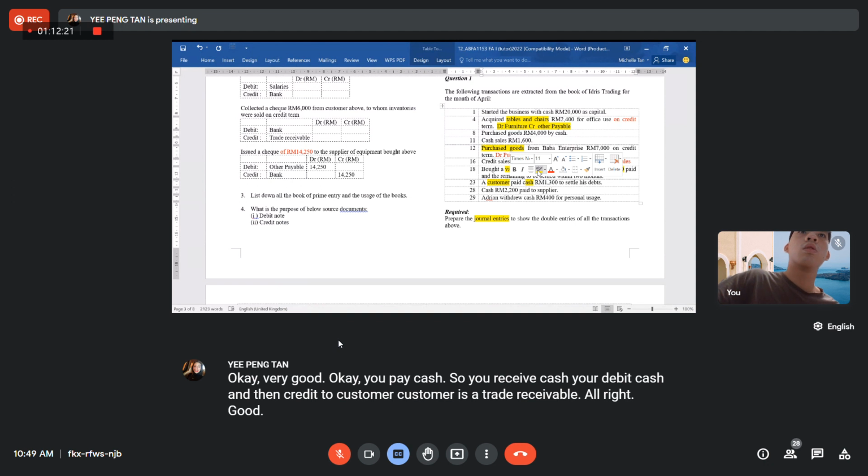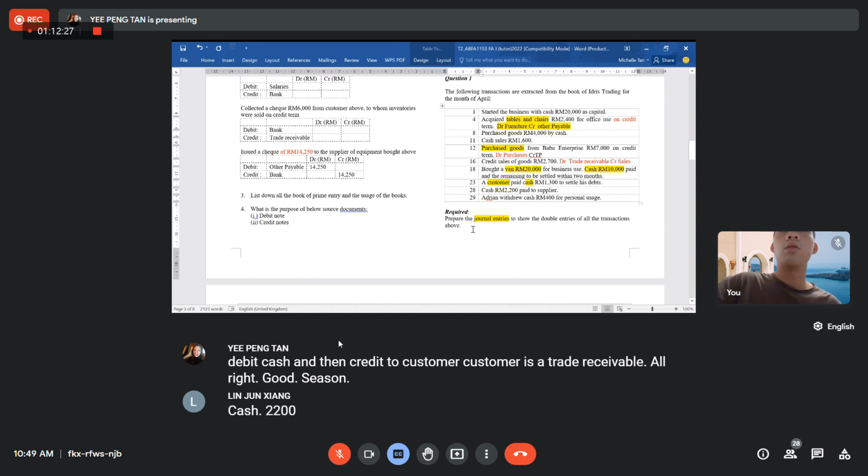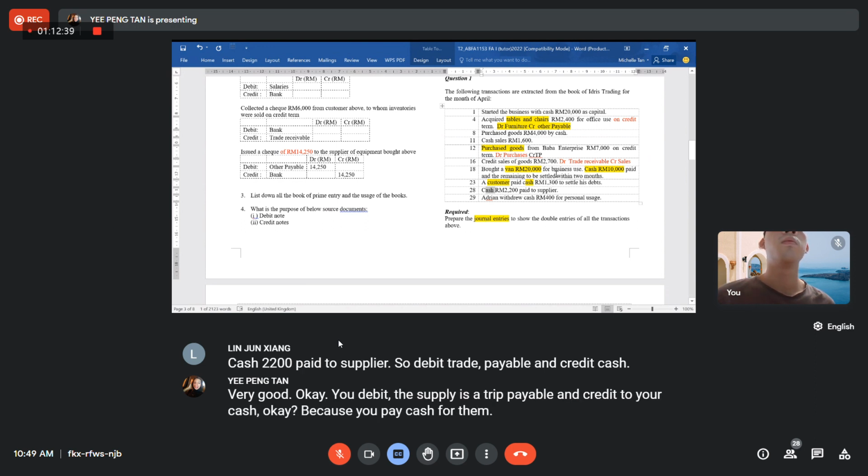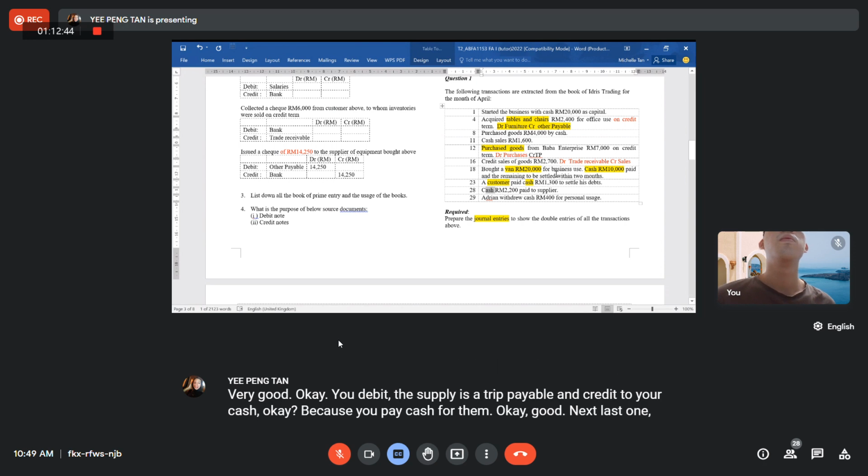Next, Jin Xiang. Cash 2,200 paid to suppliers, so debit trade payable and credit cash. Very good. The supplier is a trade payable, so you debit it and credit your cash, because you pay cash to them. Okay, good. Next, last one, Hong Sing.